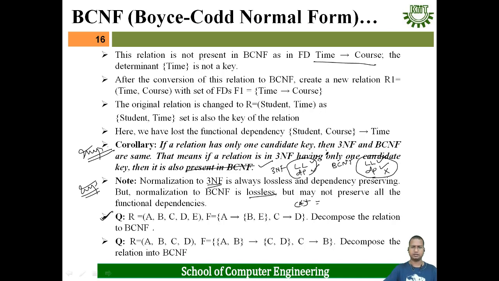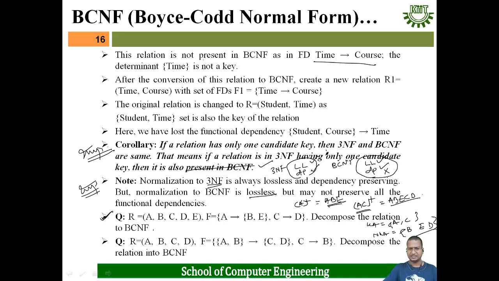A closure will be A, B, E. Then combined I will take AC. Then AC closure will be A, B, E, C, D. Okay, is there any key attribute present here? D, E, no. That means AC is the only key. That means key attribute is AC and non-key attributes are B, D, E.